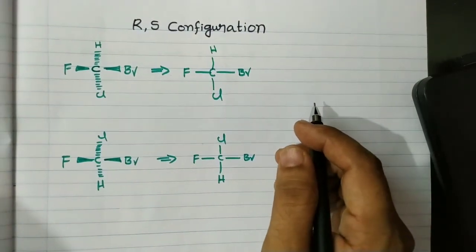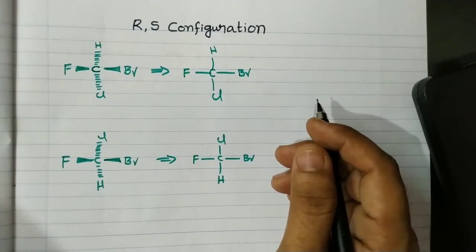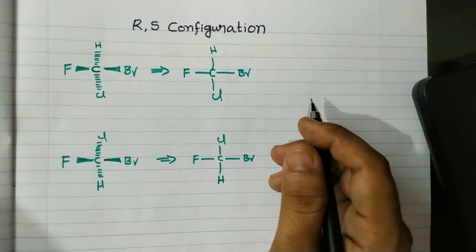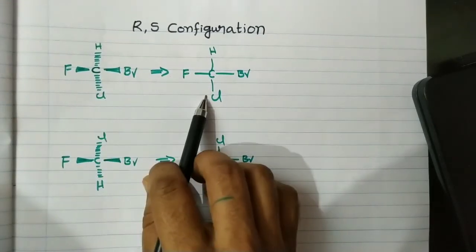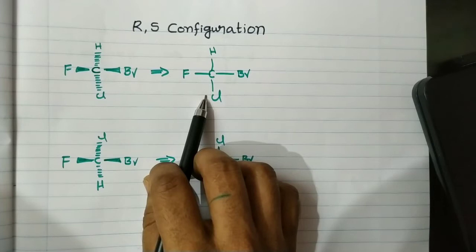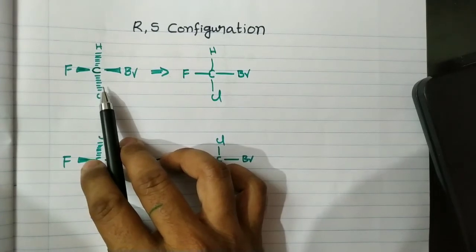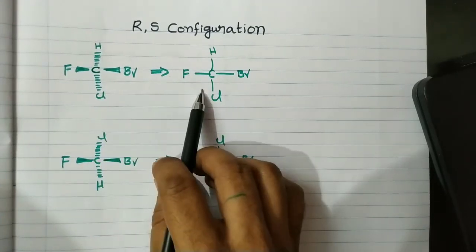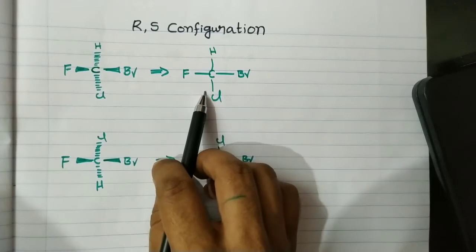Like in 3D molecules, generally we say the least priority group must be below the plane. Here it is a 3D representation of the molecule, and for this 3D molecule, this is the exact 2D representation. Of course, the molecule has a three-dimensional shape, not a two-dimensional shape, but for our convenience we write it in a 2D representation, nothing but a Fischer projection formula.